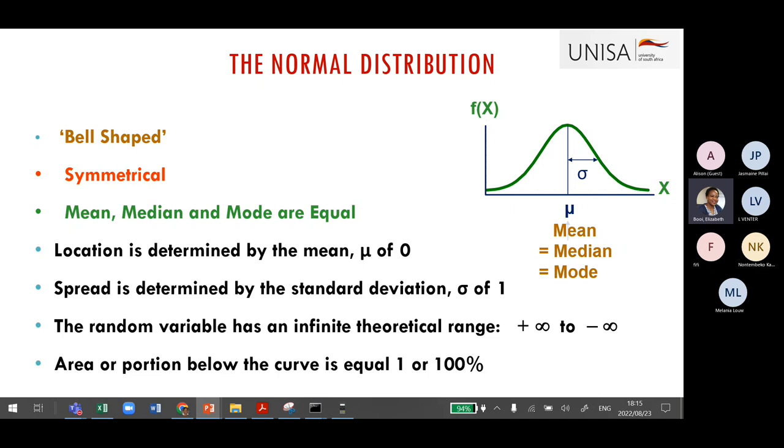And a normal distribution is a distribution that is symmetrical. Therefore, it means the mean, the median, and the mode are always equal for a normal distribution. And the location of your normal distribution is determined by the central tendency measure, which is the mean, which always equals zero, and the standard deviation, which is one of the measures of dispersion, which will be equal to one.